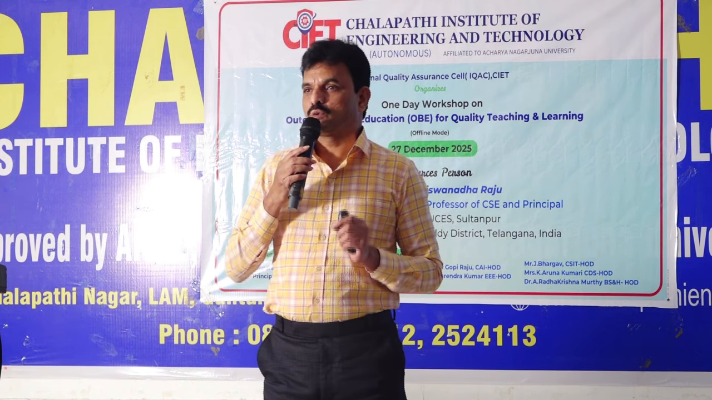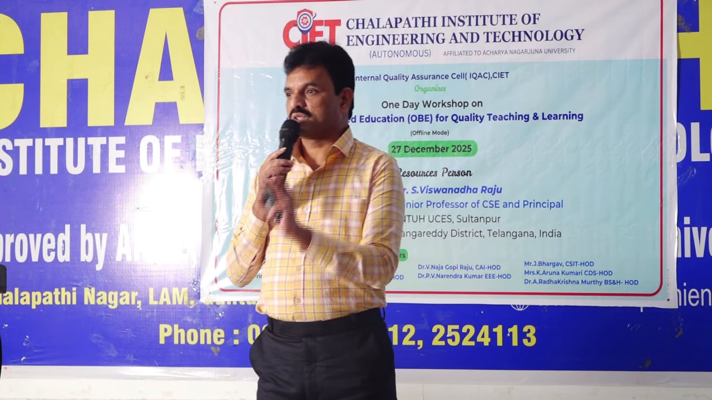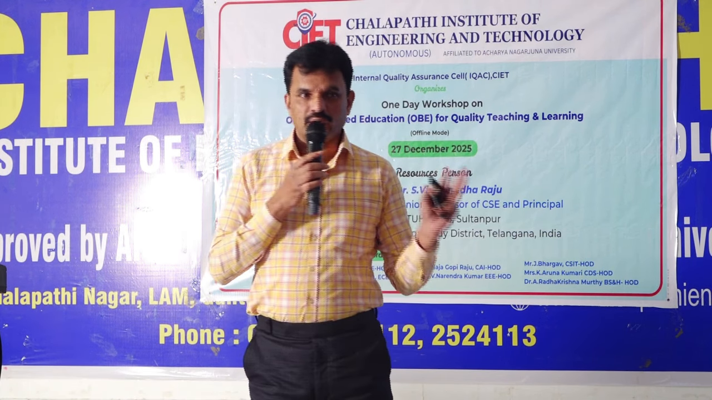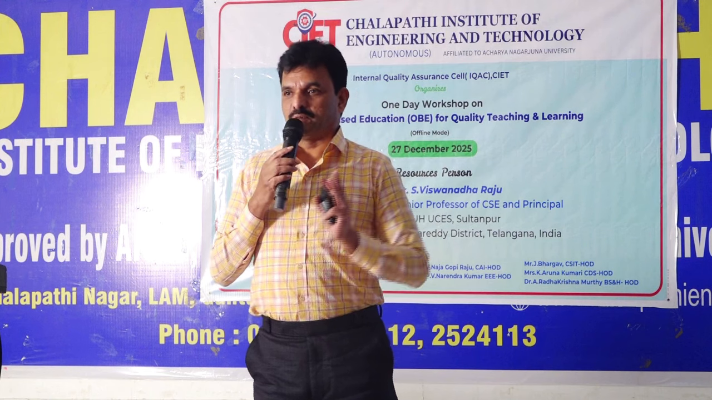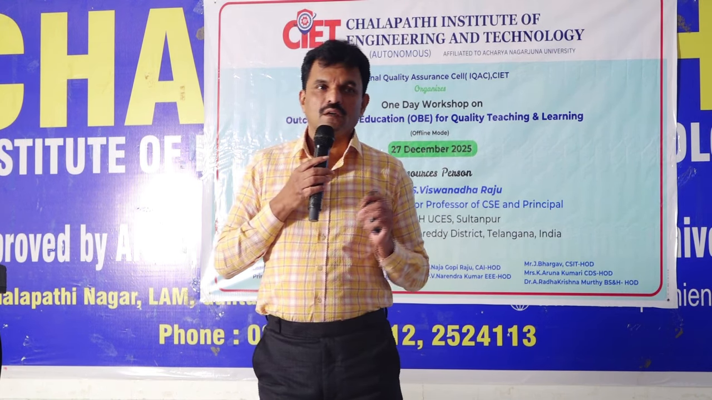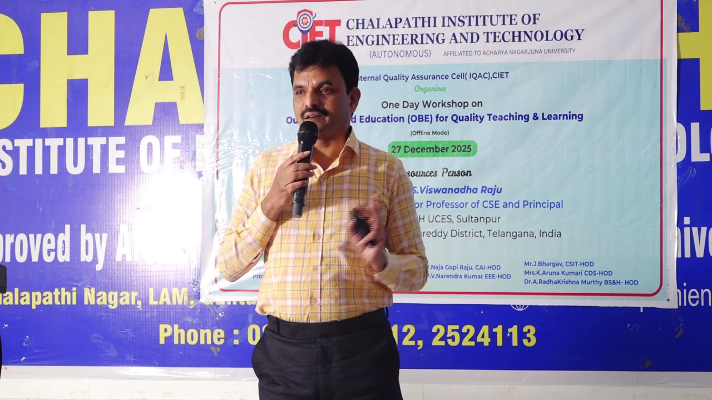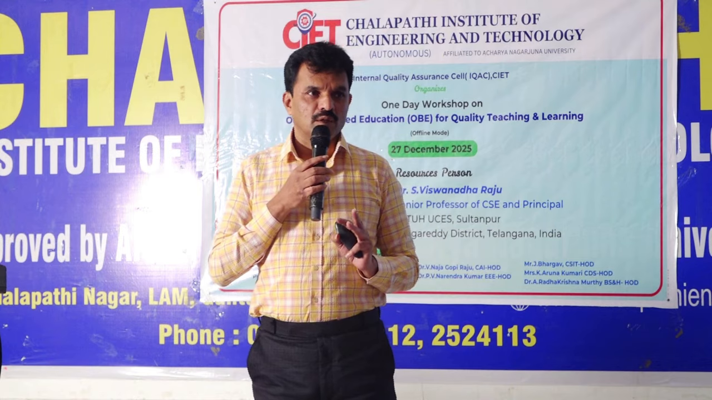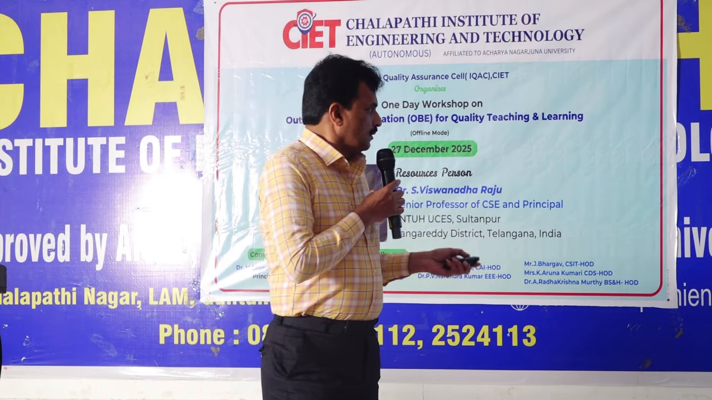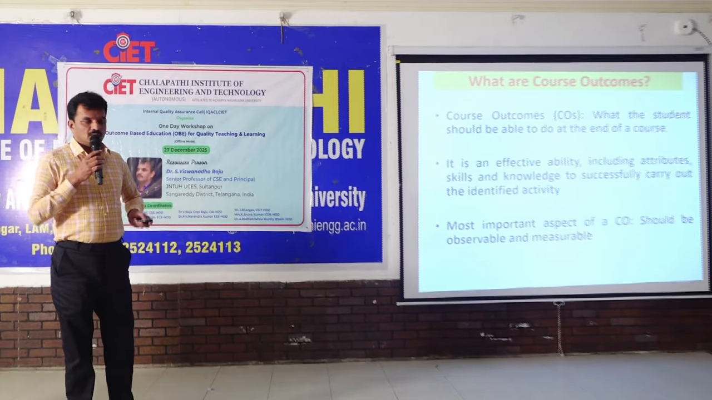So when I am framing the course outcomes, I need to keep in mind three parameters. What are the three parameters? Attitude, knowledge and skill. Okay. So when you are preparing the theoretical concepts, you need to keep in mind, should I add skill or not? That's most important. The most important aspect is that a CO should be observable and measurable. Okay.